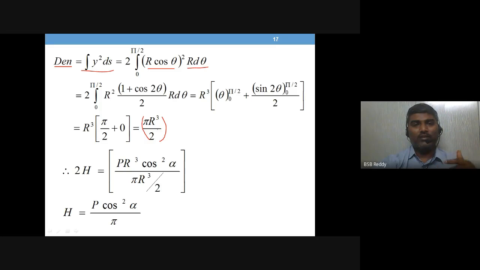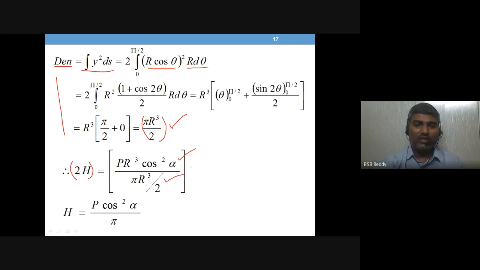Okay, right, so this you have to reproduce from example 1 and example 2 likewise. So in all examples this appears the same, stepwise working. Okay, and the same answer, pi r cube by 2. So what is the numerator? This is explained, why we write 2 times h. Okay, so in the initial slide, right, pi r cube cos square alpha is the numerator, pi r cube by 2 the denominator.